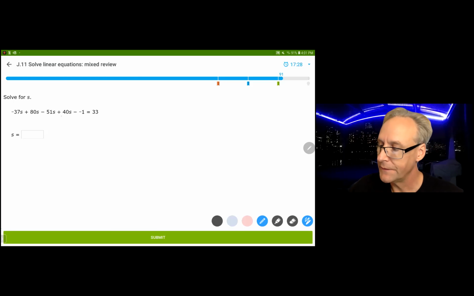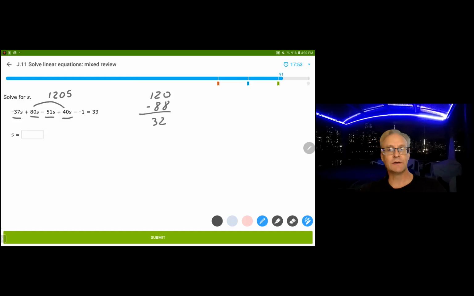This one, there's 40 s's. There's 80 s's. That makes 120 s's. And I have negative 51, and I have negative 37, which makes negative 88 s's. I'm going to do something on the side. That happens to be 32.